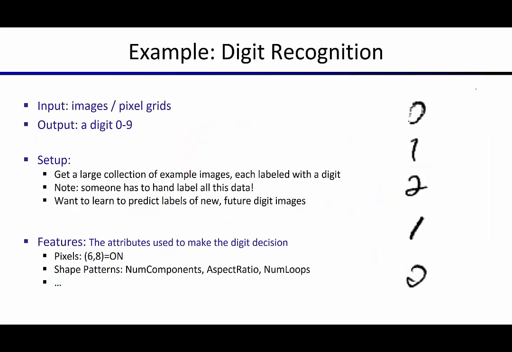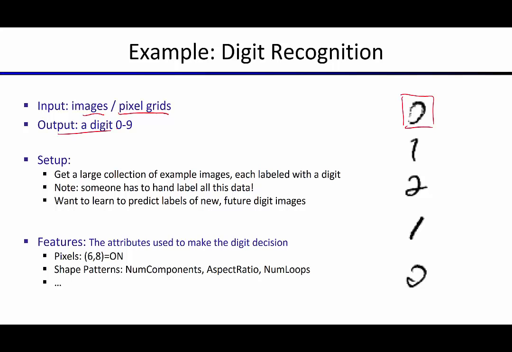Here's another example, digit recognition. Maybe you're at the postal office, you want to recognize zip codes. Maybe you're a bank, you want to recognize digits on a check, and so forth. So what's the input here? The input is images, which are pixel grids. So you have a pixel grid here, maybe something like 16 by 20 or something pixel grid. And that's your input to the system. The output would be a digit from 0 through 9.